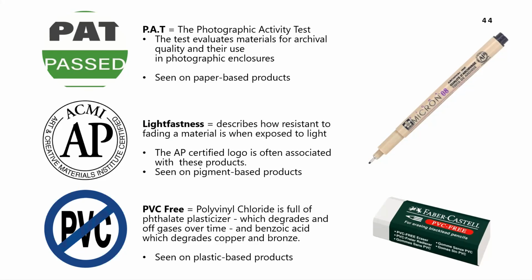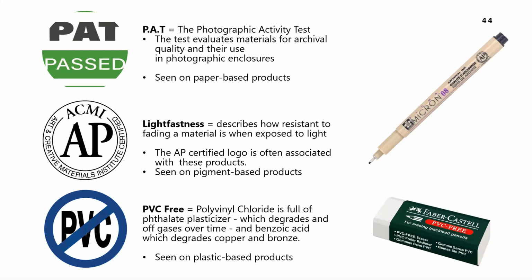And these are on pigment-based products, such as the Micron pen on the right there. And you'll see it also, say, on acrylic paints and things like that too. And the last thing is when something is labeled PVC free. So polyvinyl chloride is full of a plasticizer, which degrades and off-gases over time, and a benzoic acid, which degrades copper and bronze. So these are often seen on plastic-based products, such as the rubber eraser on the right there.